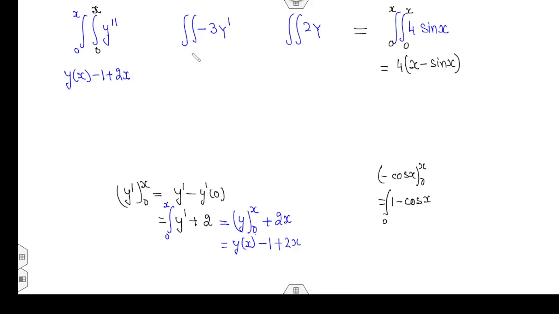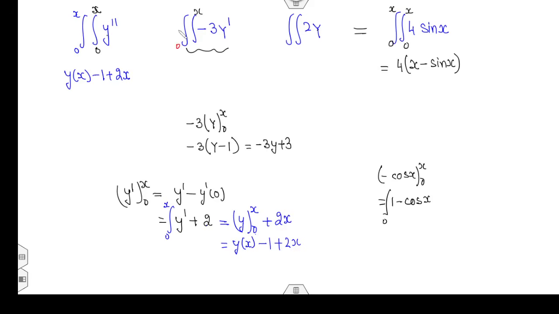Similarly for this side, how can you integrate from 0 to x? For the first side, it's minus 3y. Fine. So I can substitute the value of y. What is the value of y0? Y0 is 1. Fine. So that number is minus 3y plus 3.